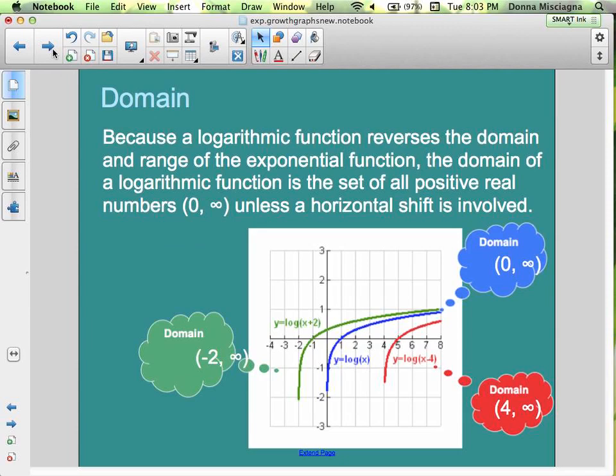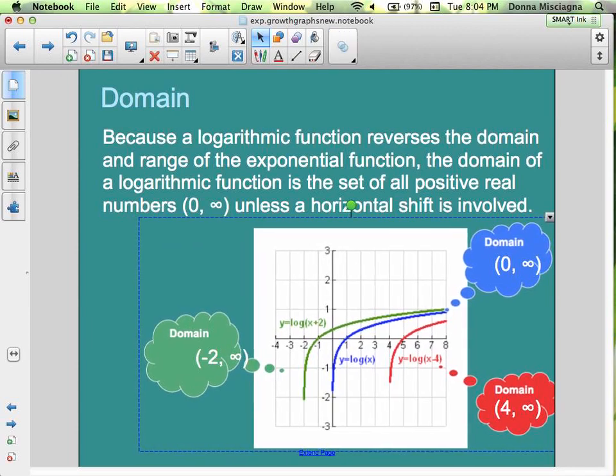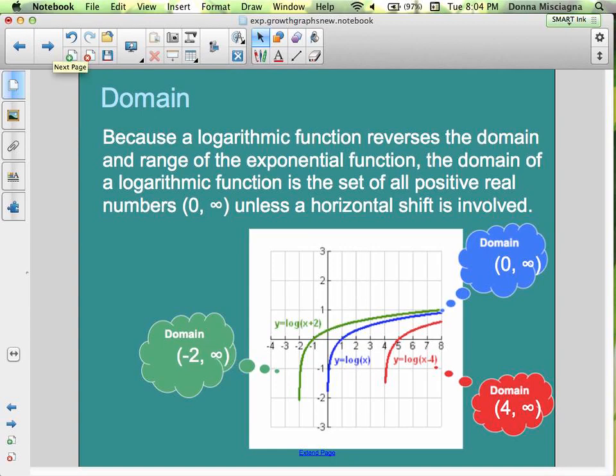All right, so domain. Because a logarithmic function reverses the domain and range of the exponential function, the domain of a logarithmic function is the set of all positive real numbers, 0 to infinity, unless a horizontal shift is involved. For y equals log of x plus 2, our domain is now -2 to infinity because we've shifted it 2 to the left.